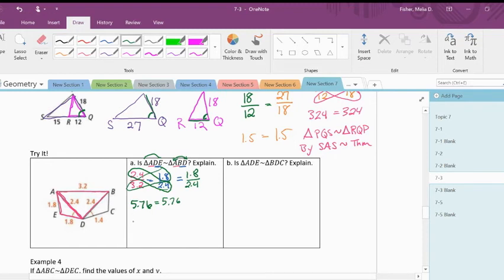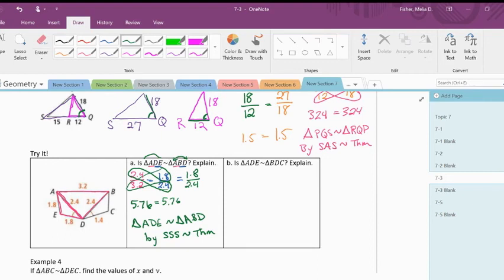And so triangle ADE is similar to triangle ABD by side-side-side similarity theorem. If you did the division and did 2.4 divided by 3.2, you would have gotten 0.75 for each of those proportions.